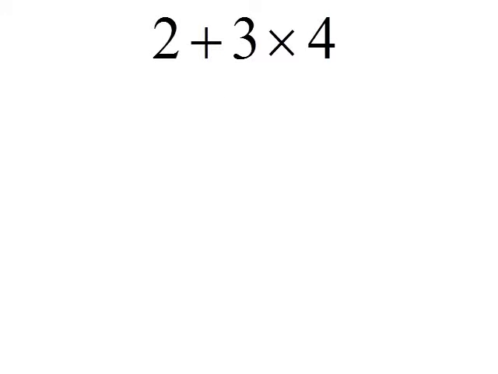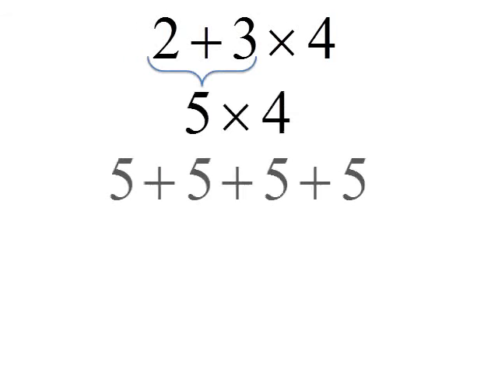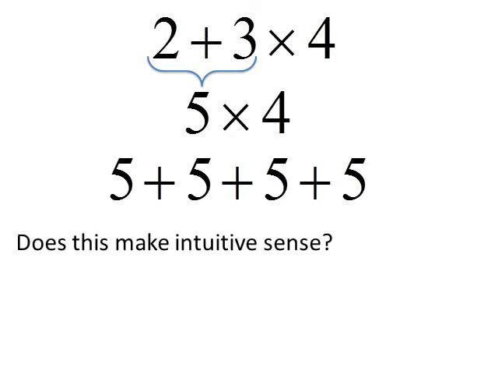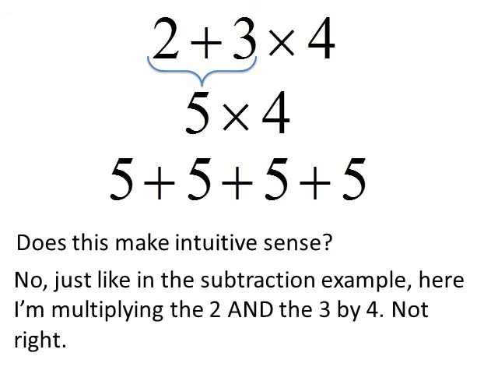Now I'm going to examine this one. I should be able to rewrite this problem as an addition problem because as you learned in 2nd grade, multiplication and addition are the same thing. Multiplication is just repeated addition. So if I take 2 plus 3, that's 5 times 4, that's 5 plus 5 plus 5 plus 5. Now that doesn't make any intuitive sense, because I can't rewrite 2 plus 3 times 4 as 5 plus 5 plus 5 plus 5.